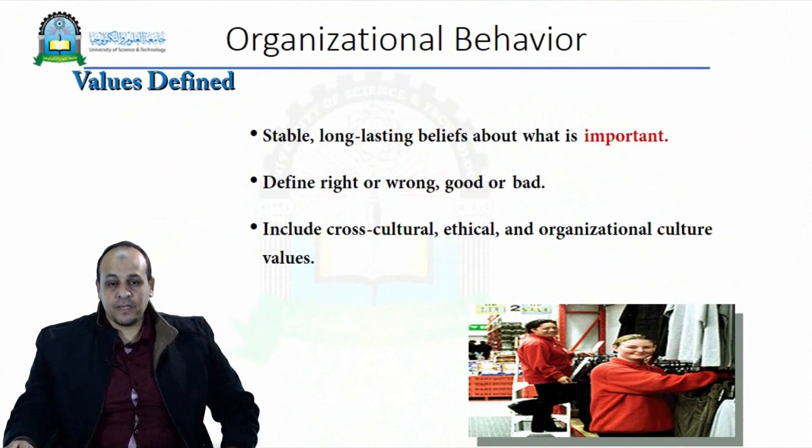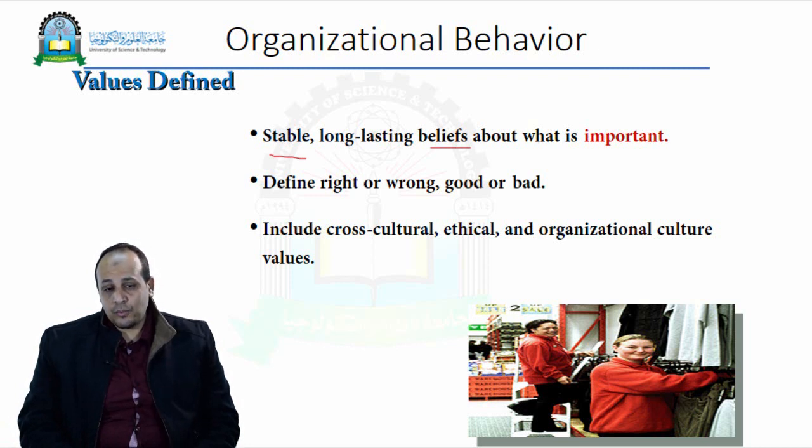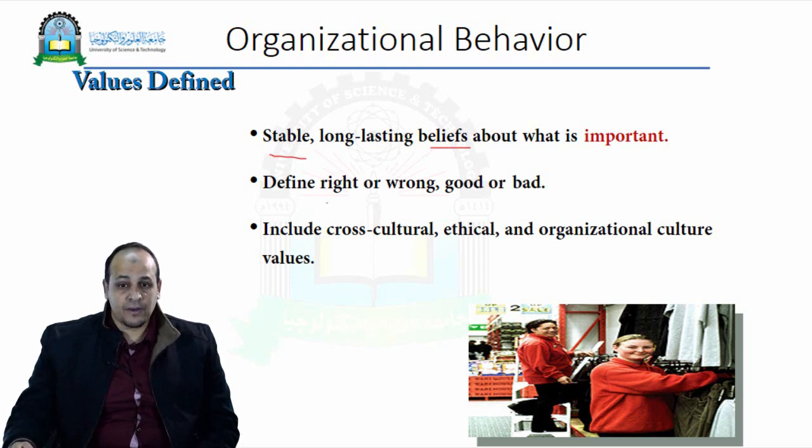Here, we define value as a stable, long-lasting belief about what's important. Now the point here is that value is derived from the word important, or we can say that value is whatsoever a person may consider as important. And basically, this can be something related to our tradition, customs, religious beliefs, or sometimes personal interest. So that is why value is of different categories. Then value can define right or wrong, good or bad.